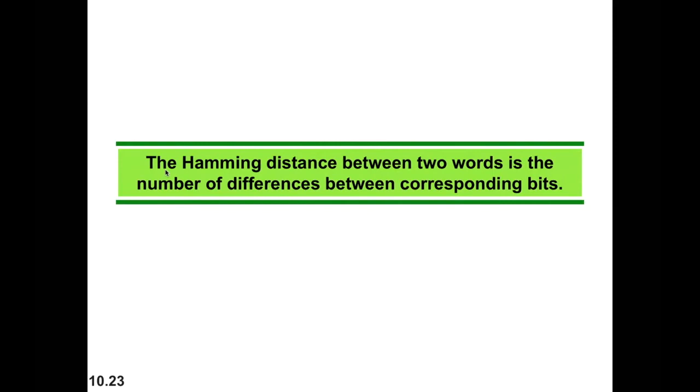So what is the Hamming distance? The Hamming distance between two words is the number of differences between the corresponding bits.